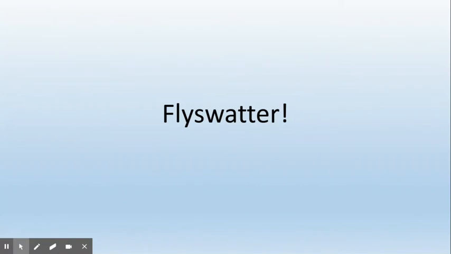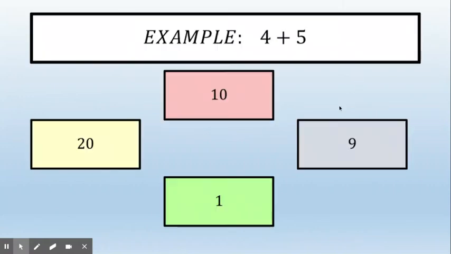The way this game worked in class, it's called Fly Swatter, because for each of these screens, there'll be a question at the top, and the goal in the class was for the students to be the first one to hit the correct answer with a fly swatter. So for here, the example was 4 plus 5, and then the winner was the person who hit the 9 first.